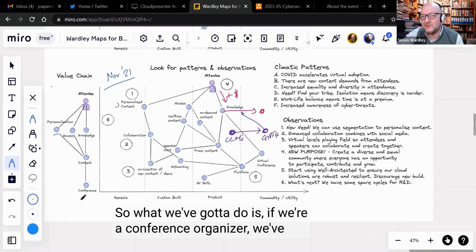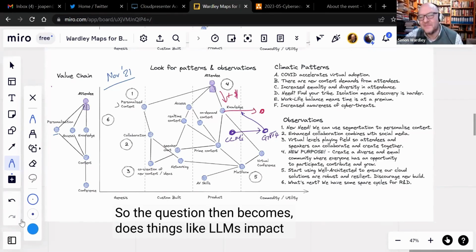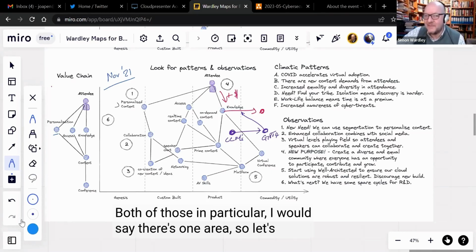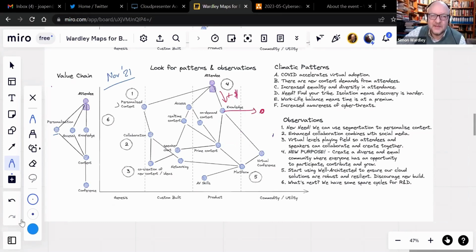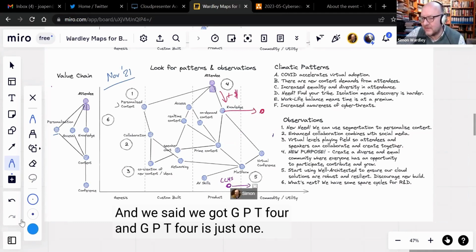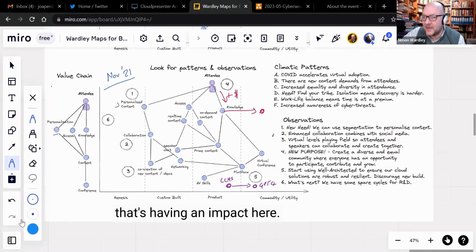So what we've got to do, if we're a conference organizer, is think about access and more on personalized content as well. So the question then becomes, do things like LLMs impact personalized content, and do they impact access as well? Possibly they do both of those. In particular, I would say there's one area. So I'm just going to move ChatGPT down to the bottom. If you go to something like LLMs, and we say we've got GPT-4, and GPT-4 is just one, and there are many other examples of this, and we say that's having an impact here.